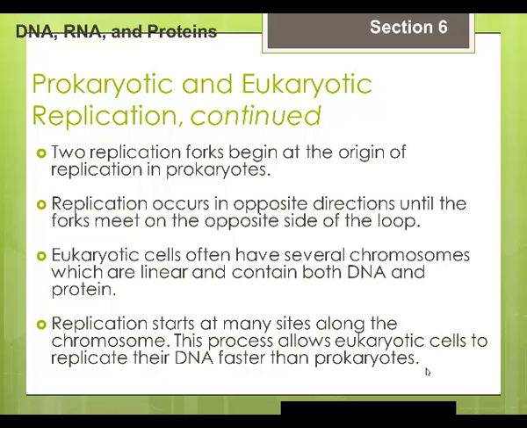In eukaryotic cells, there are several chromosomes which are linear, and they contain both DNA and protein, and the replication starts at many sites along the chromosome. So the process allows our cells to replicate the DNA much faster than prokaryotes. Our cells are very efficient at copying the DNA.